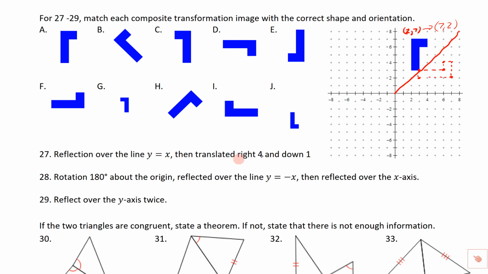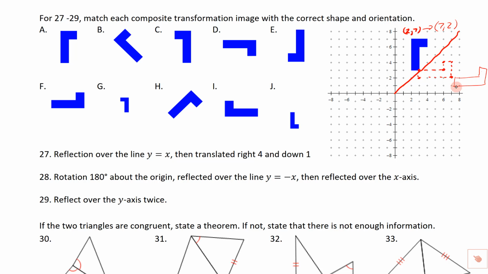And then we want to translate this right 4 and down 1. So right 4 and down 1, right 4 and down 1. So here's what's going to happen. We're going to end up with an L shape that looks something like this. It's going to be right there.